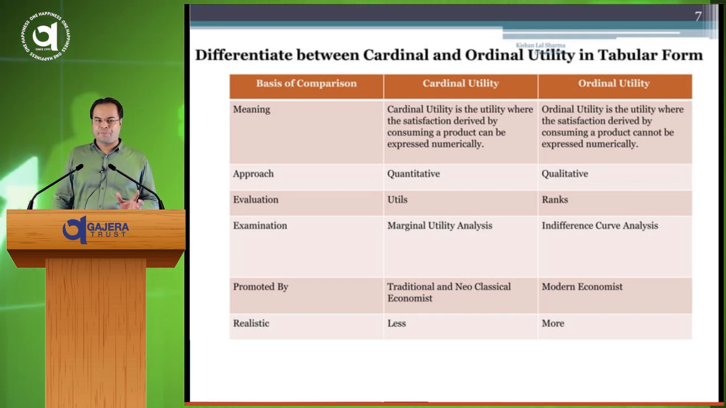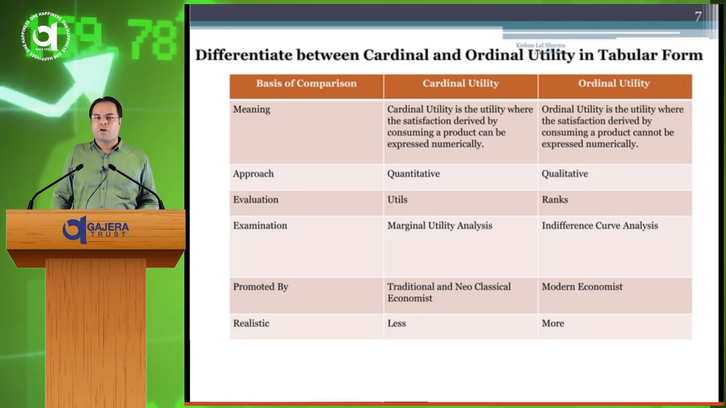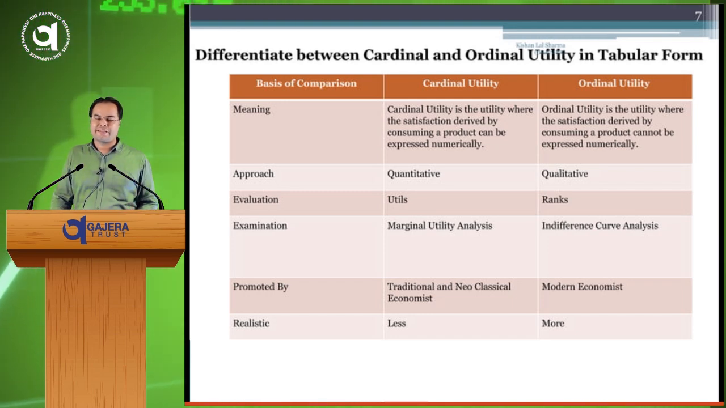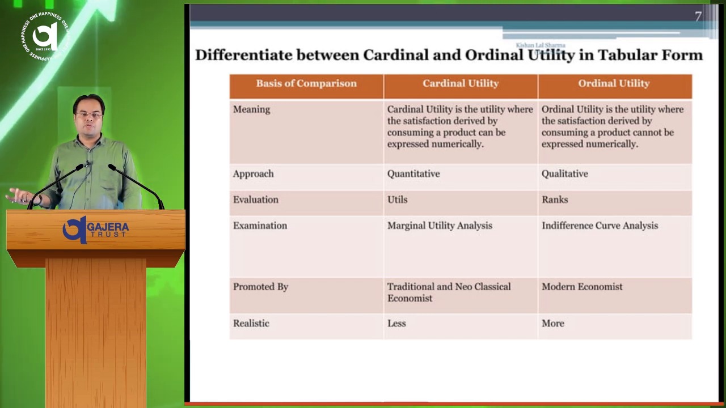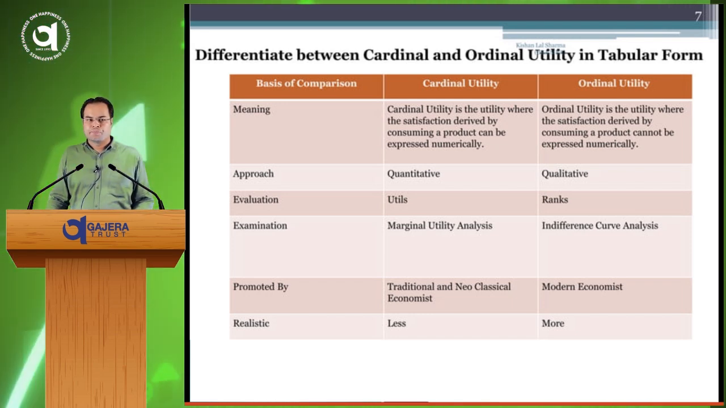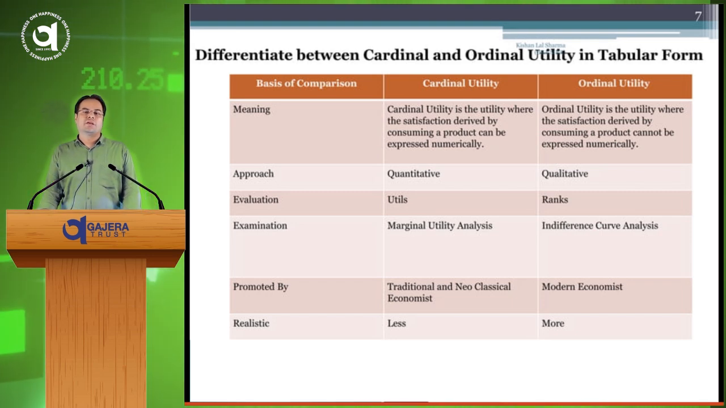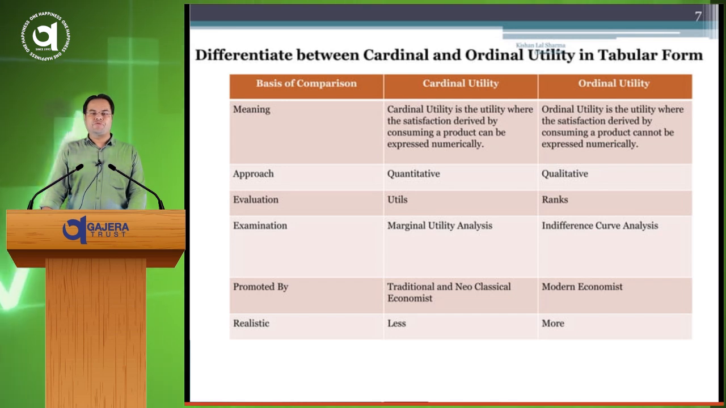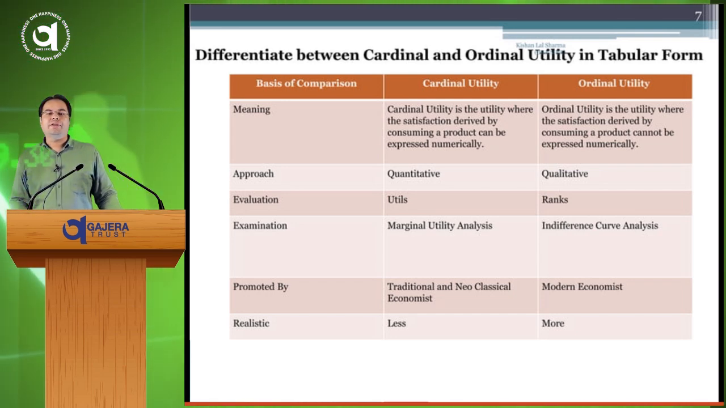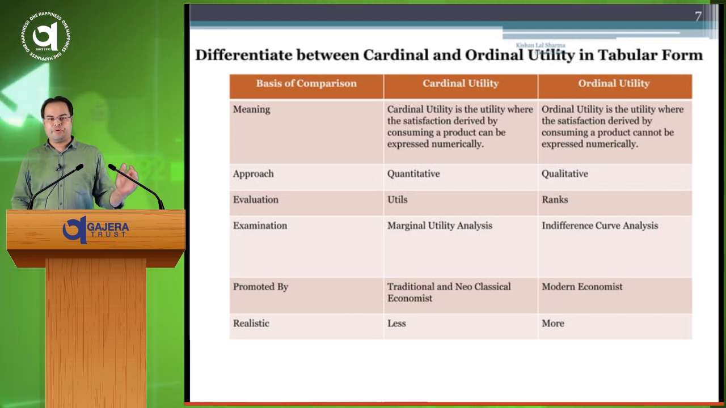You can just give rankings, like flavors of chocolate or flavors of ice cream, or any other commodity, where I give the first rank to this product and the second rank to that product. A particular numeric term you cannot use for ordinal utility. What are their approaches? Cardinal utility is always described in quantitative terms, whereas ordinal utility is always described in the qualitative aspect. Like, what is the quality of the product? It is better than this product or that product.